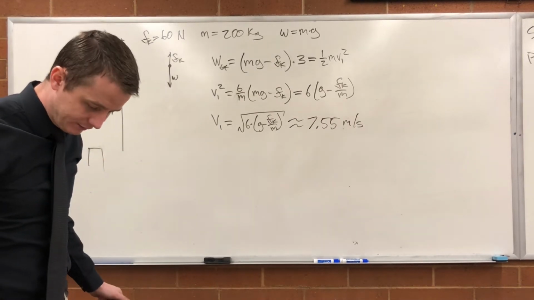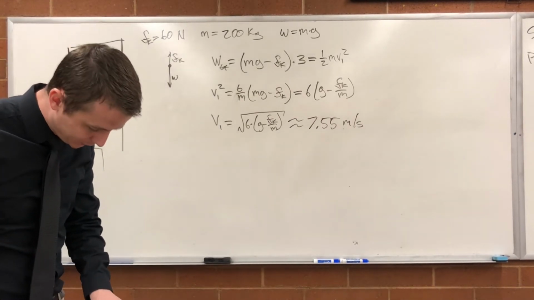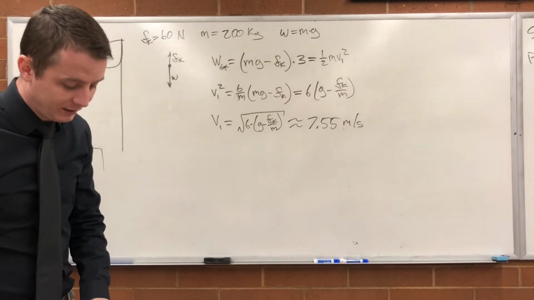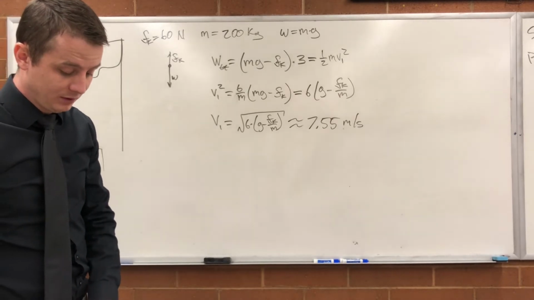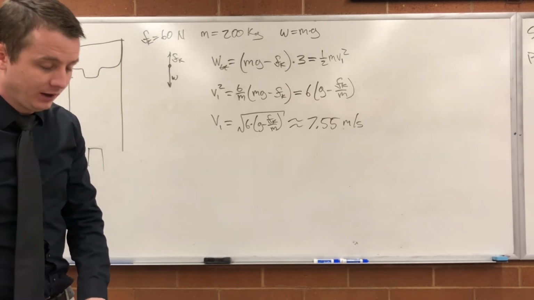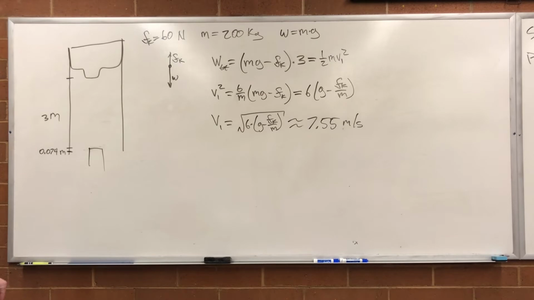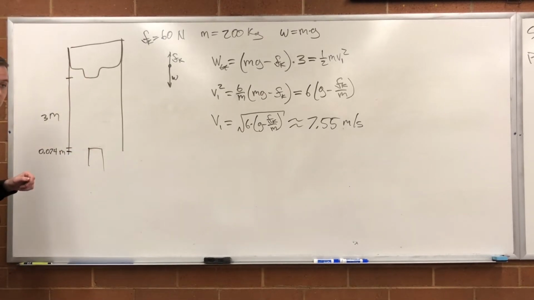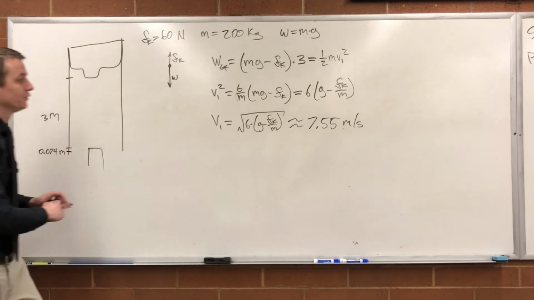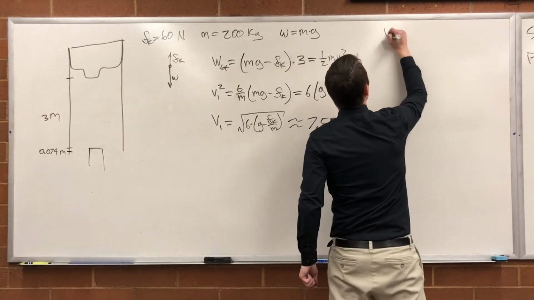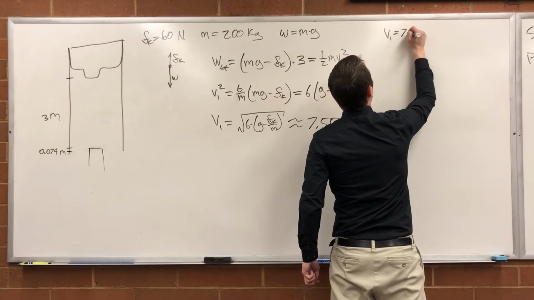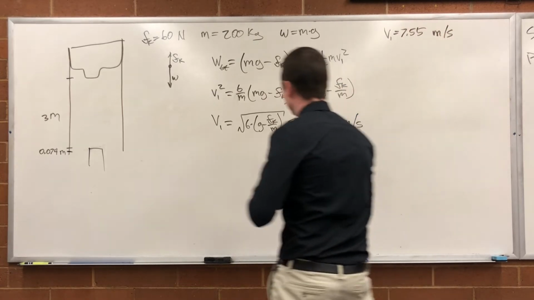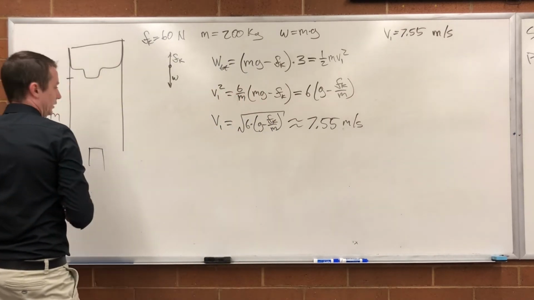Part B asks us to find the average force the hammerhead exerts on the I-beam. Ignore the effects of the air. So now for the second part of the problem, this thing makes contact with that I-beam. So let's put V1 equals 7.55 meters per second, and then we can erase this. We probably have enough room to work with anyways.